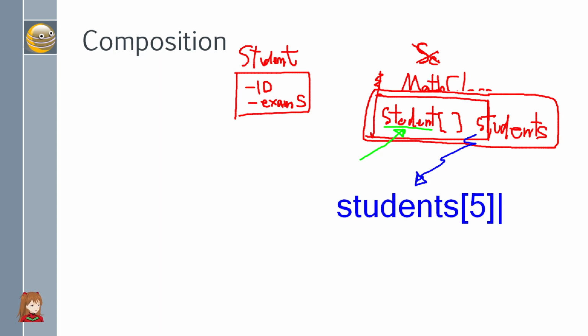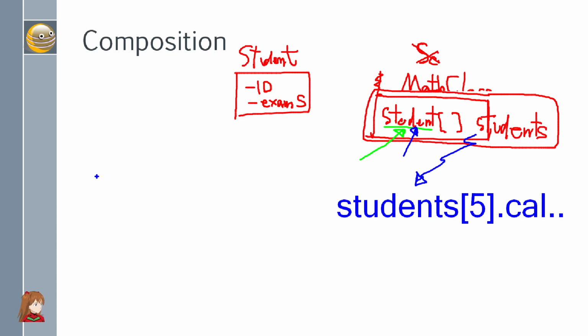students[5] to access the sixth student in the array, right? And do something with him, like maybe the student can calculate something, or calculate the grade of the student. Okay? So that's composition. You use a variable that is of the class type that you define in a different class. Okay?